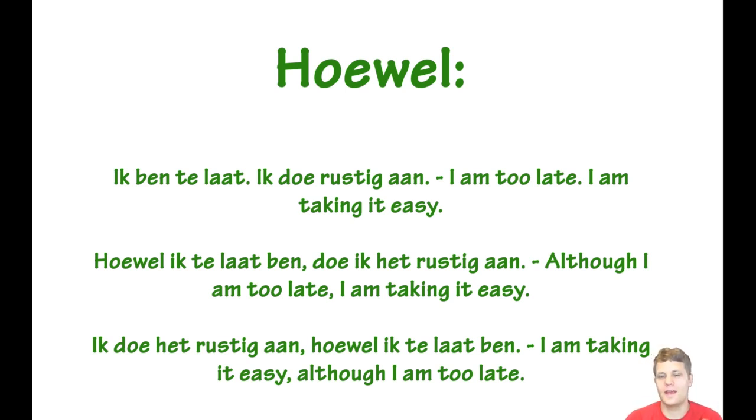Hoewel ik, and here comes the inversion, see? Hoewel ik te laat ben, so ben gets shoved to the end of that part of the sentence. Never cross them over. Never put the verb at the other side of the other part of the sentence. That doesn't add up, okay? It has to stay within that little part with the comma, no matter what. Hoewel ik te laat ben, instead of saying hoewel ik ben te laat, they say hoewel ik te laat ben, because the word hoewel in the beginning causes inversion.